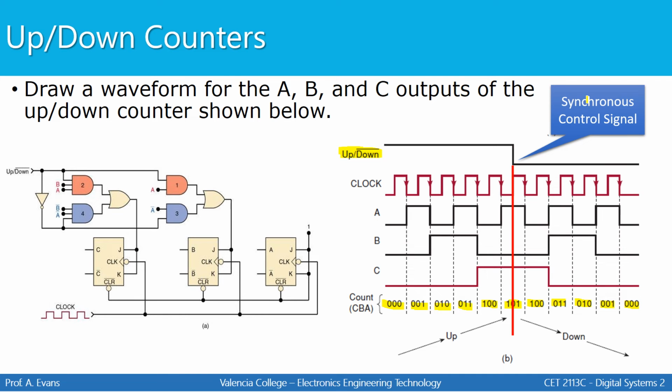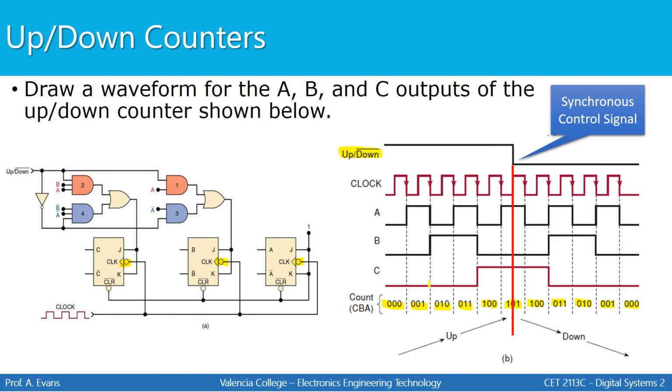And this is called a synchronous control signal, meaning the effect doesn't happen until the next applicable clock transition. In this example, we're responding to negative clock transitions because the flip-flops here have all been labeled with a bubble. That tells us they all respond to a negative transition. So this is how we would draw a waveform for an up-down counter, showing that it first counts up and then begins to count down.